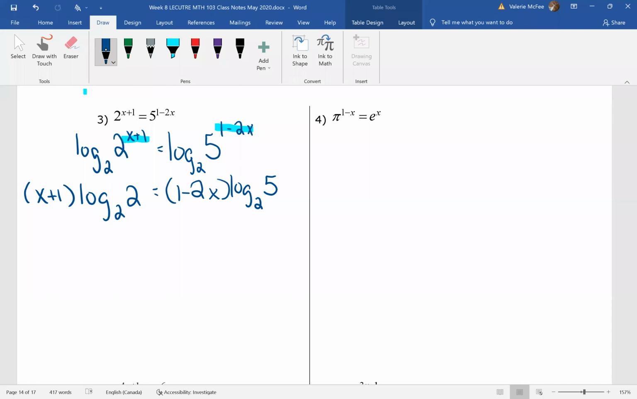Do you notice what happened on the left? Because I chose to use a base that was the same as the base in my power, this log base 2 of 2 equals 1. So we just have x plus 1 left on this side. We need to have both of our terms with x on the same side. Why don't you finish solving this equation?